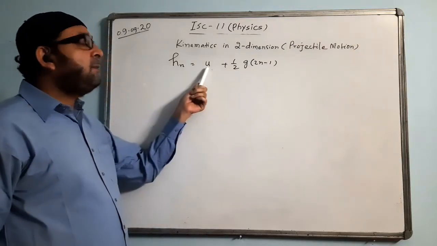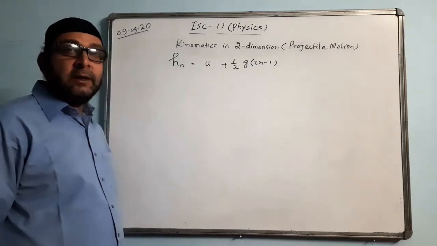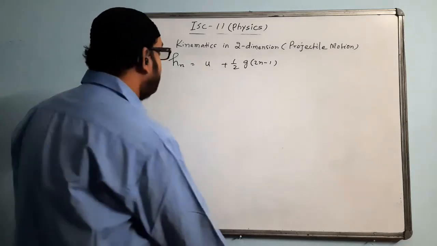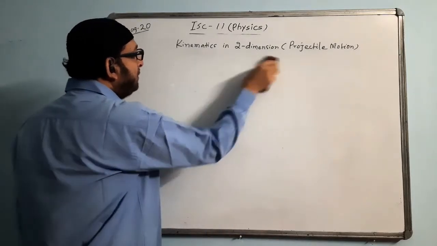Though this part doesn't make any difference because u is 0, the answer will come the same. The rest of the thing will remain the same. So instead of Un, you have to write only u. That was the correction part.